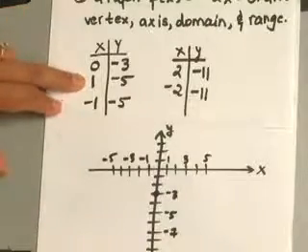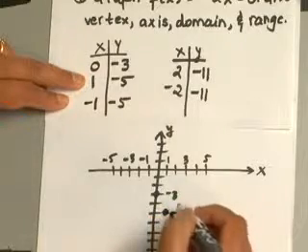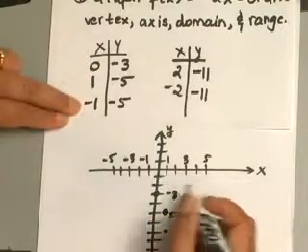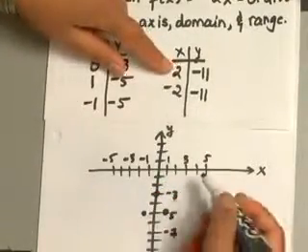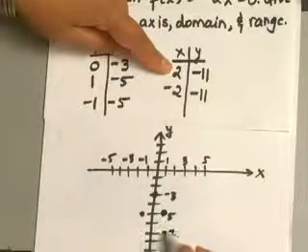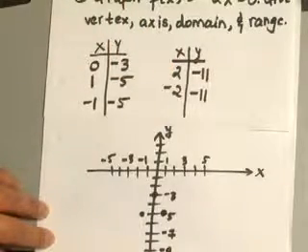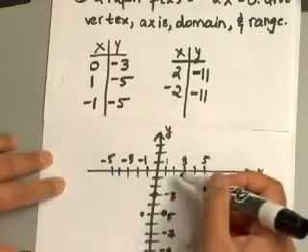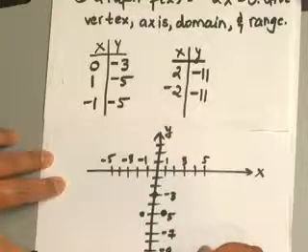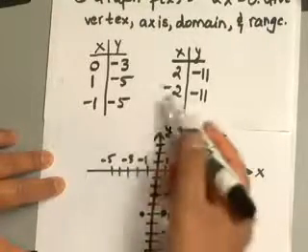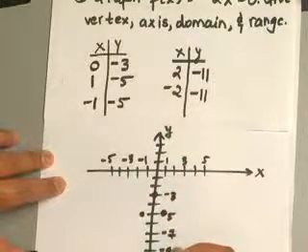Okay, our next point is (1, negative 5). So (1, negative 5) will be somewhere right here. (negative 1, negative 5) will be a point right over here. Then you have (2, negative 11). So let's see, that's negative 7, negative 9. We need to add another for our negative 11. There we go. Okay, (2, negative 11) will be somewhere about here, and (negative 2, negative 11) will be somewhere about here.